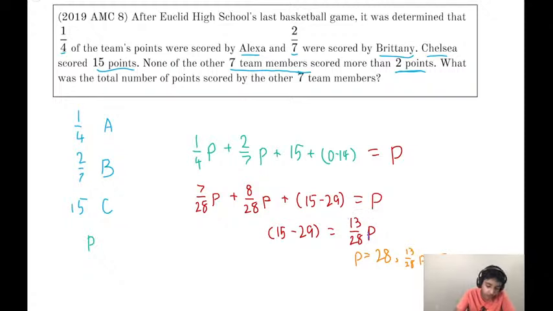So let's just check the possibilities of the multiples of 28. We check P equal to 28. That doesn't work. If it's 56, then 13/28 P is just 26, which is between 15 and 29. That's great. So we see that P equal to 56 does indeed work. So that means we have 56 points.